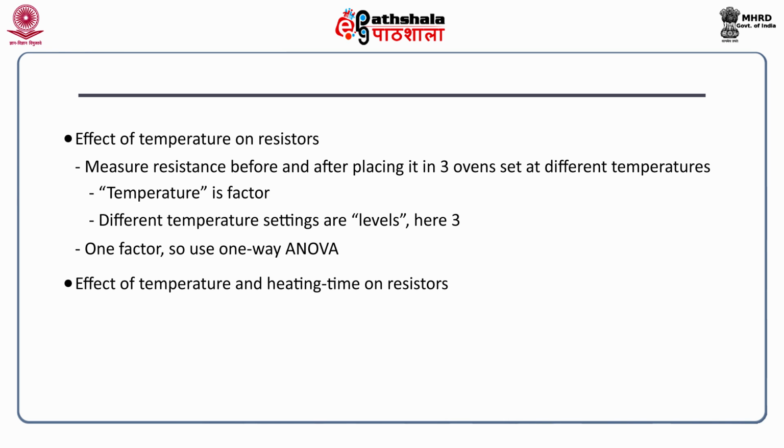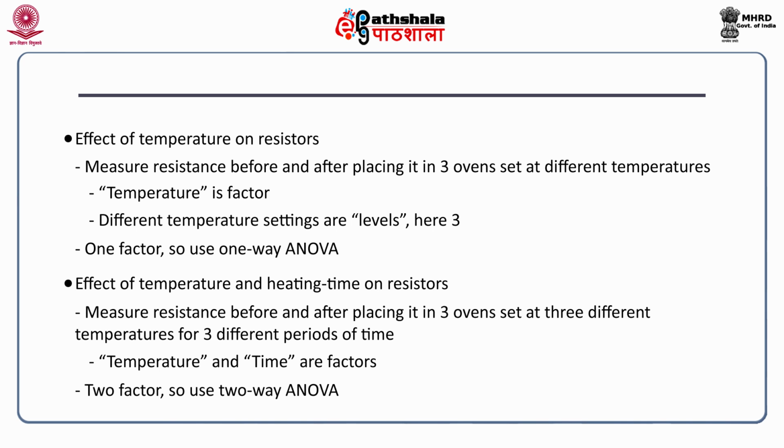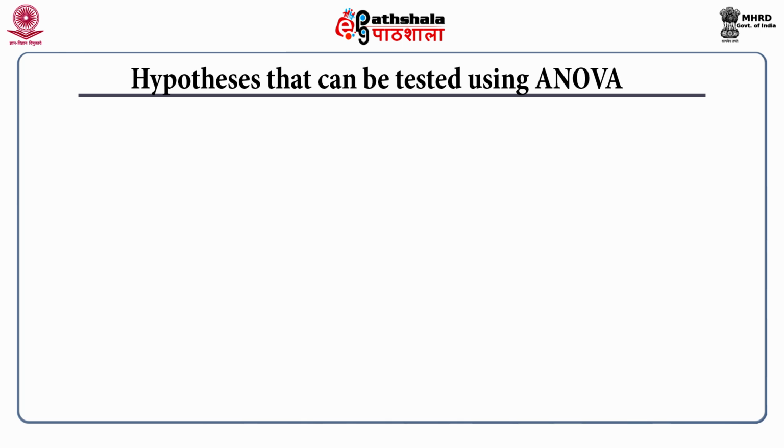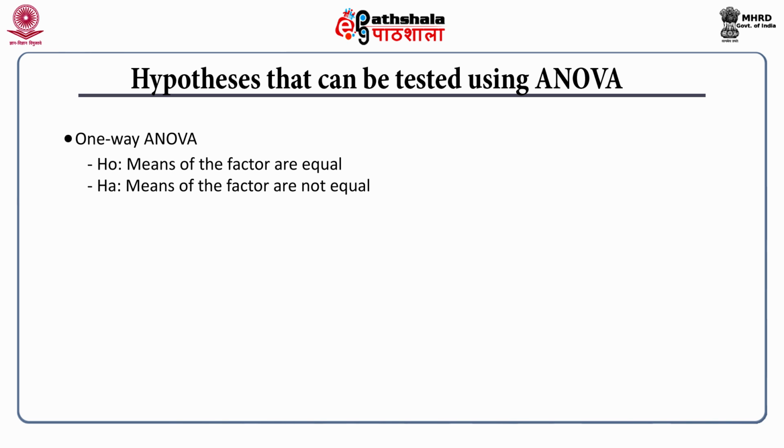Effect of temperature and heating time on resistors. As you can see, there are 2 factors, so it has to be two-way ANOVA. Hypotheses that can be tested using ANOVA are, for example, in one-way ANOVA, there are only 2 hypotheses. The null hypothesis is that the means of the factor levels are equal, while the alternate hypothesis is that the means of that particular factor are not equal.